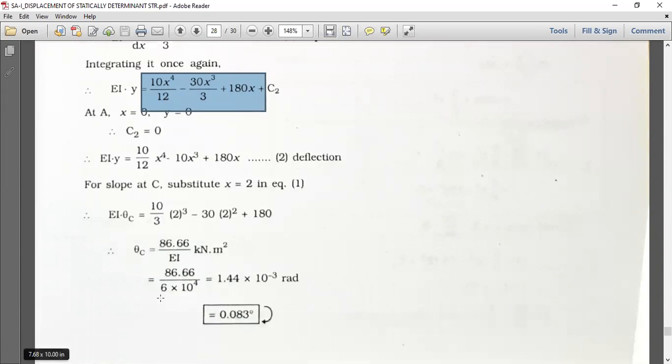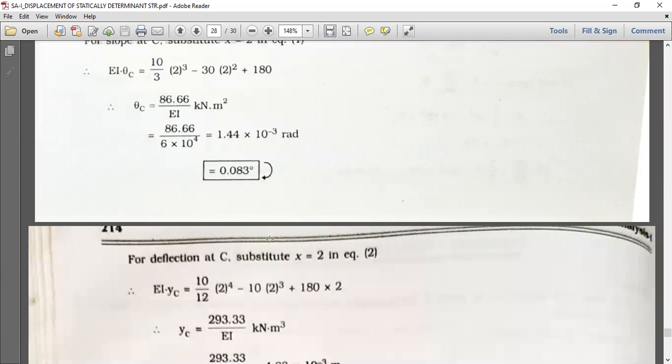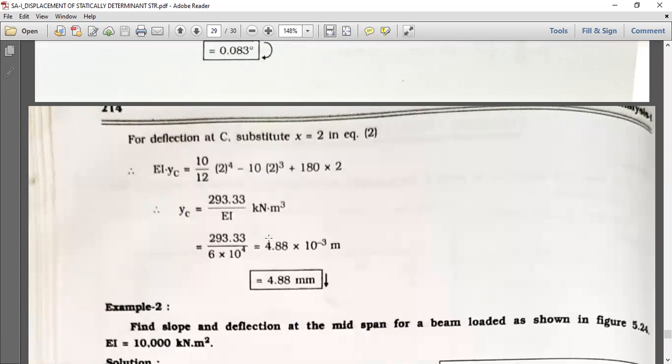So theta C we get from this is 1.44 into 10 raised to minus 3 radians, which is equal to 0.083 degree. Similarly, for deflection at C, substitute x is equal to 2 in the equation of deflection. Then yc is equal to 4.88 mm in a downward direction. Okay.